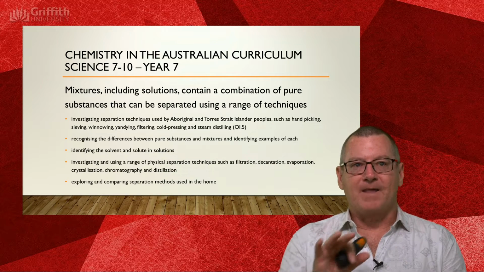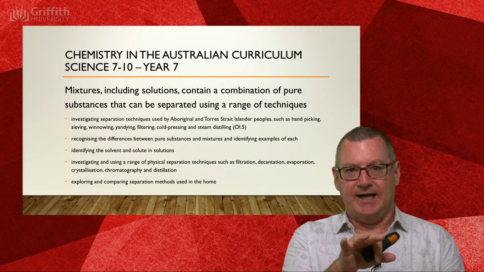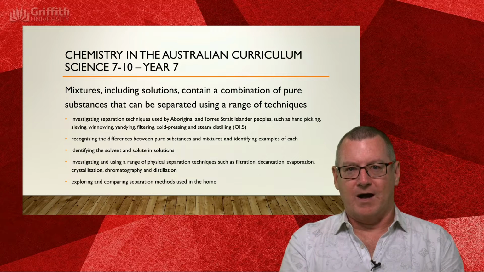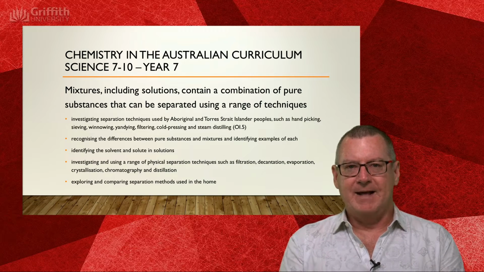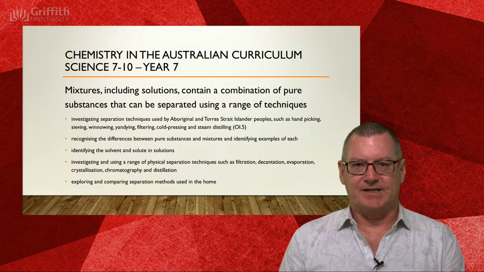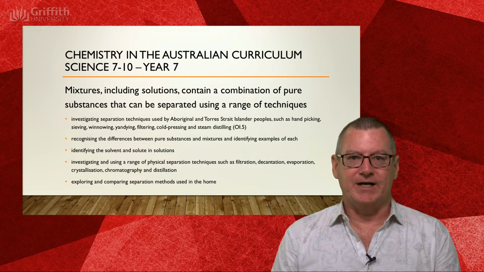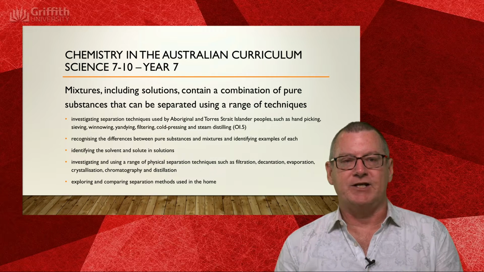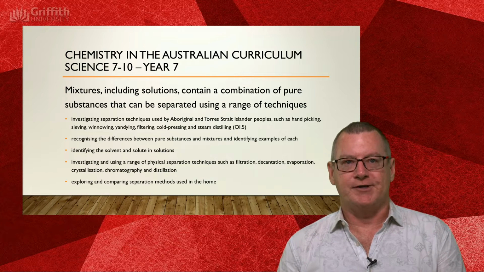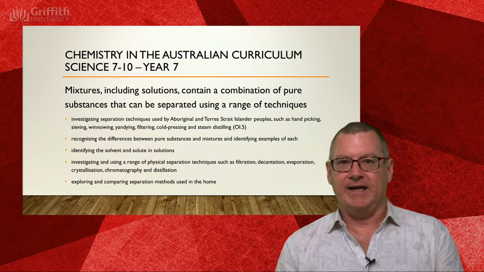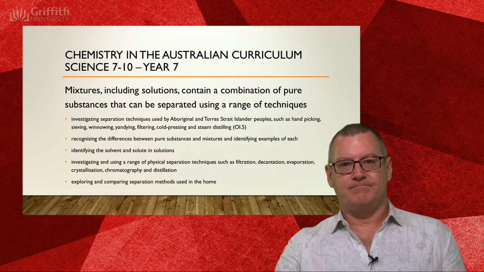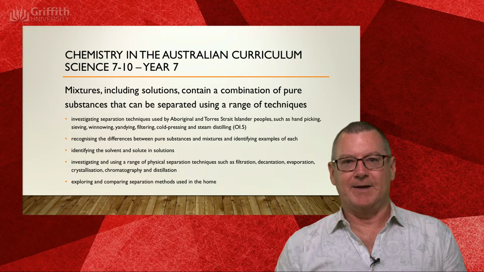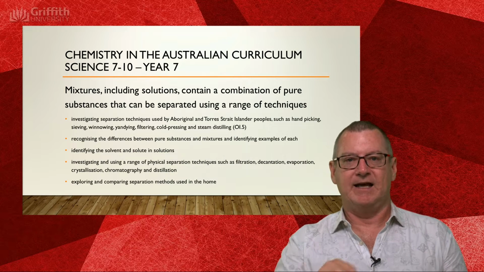Now, I've included the elaborations here, of which there are several, but they're in pretty tiny print, so I'll read out some bits and pieces from it, but I won't include the elaborations on the rest of them, and it's up to you to go and look at what those elaborations are. So the first one is kind of cool though, because it's investigating separation techniques used by Aboriginal and Torres Strait Islander peoples, such as hand picking. So you've got a basket of seeds, there are some stones that have been collected among the seeds, so you can hand pick and select and pull things out.